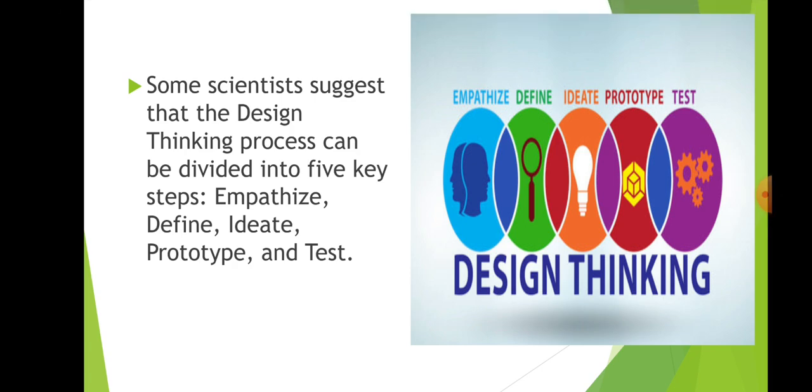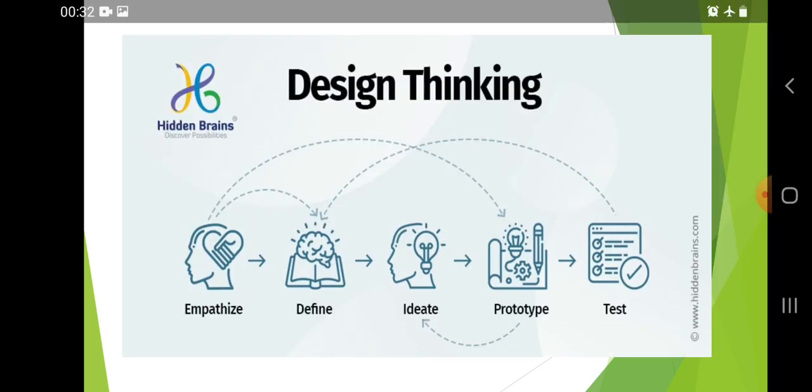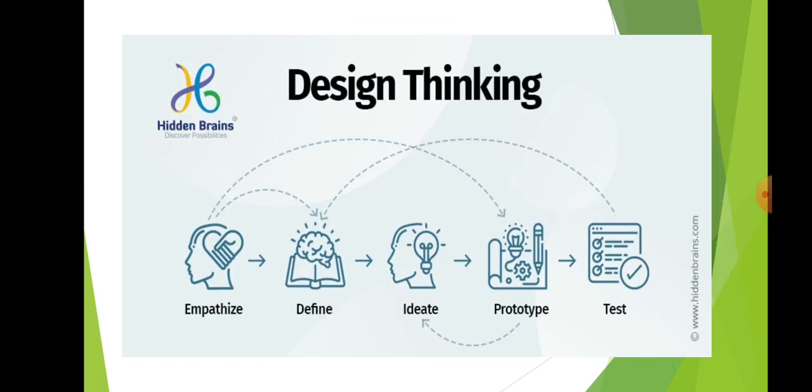Some scientists suggest that the design thinking process can be divided into 5 key steps: empathize, define, ideate, prototype, and test. So look at the diagram. Here are 5 stages of design thinking: empathize, define, ideate, prototype, and test.